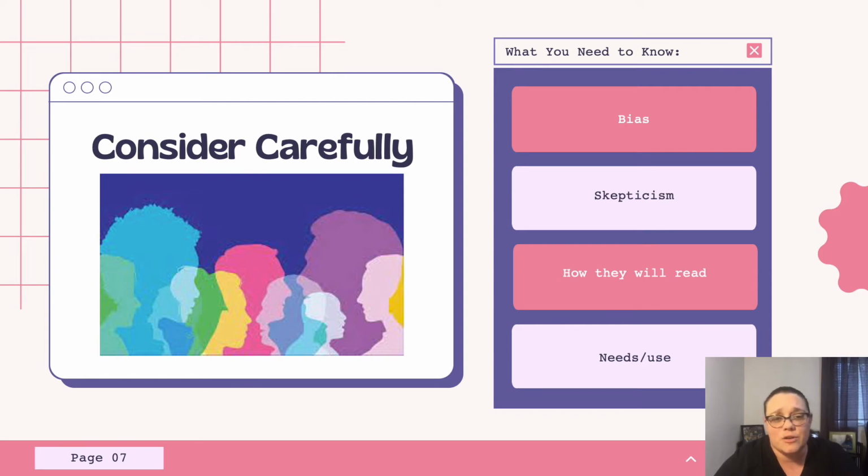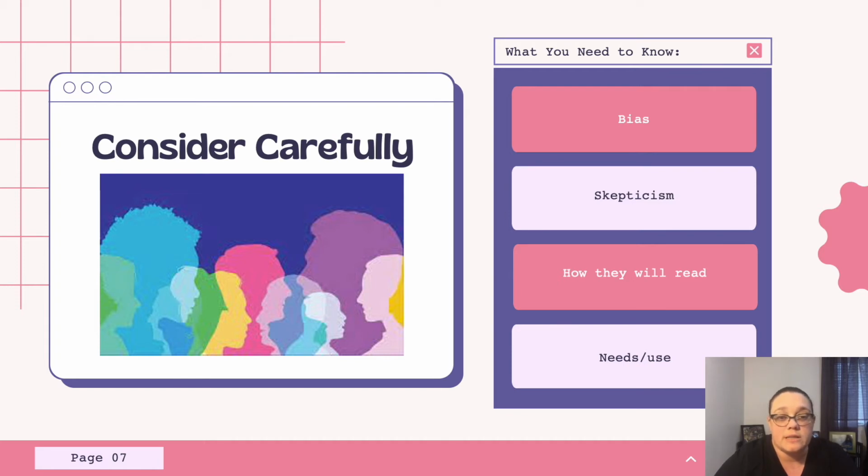You also need to consider their skepticism. The reader might not be predisposed to believe you. They might want to disbelieve you. How do you adjust your message for this type of audience? This is an important thing to consider.